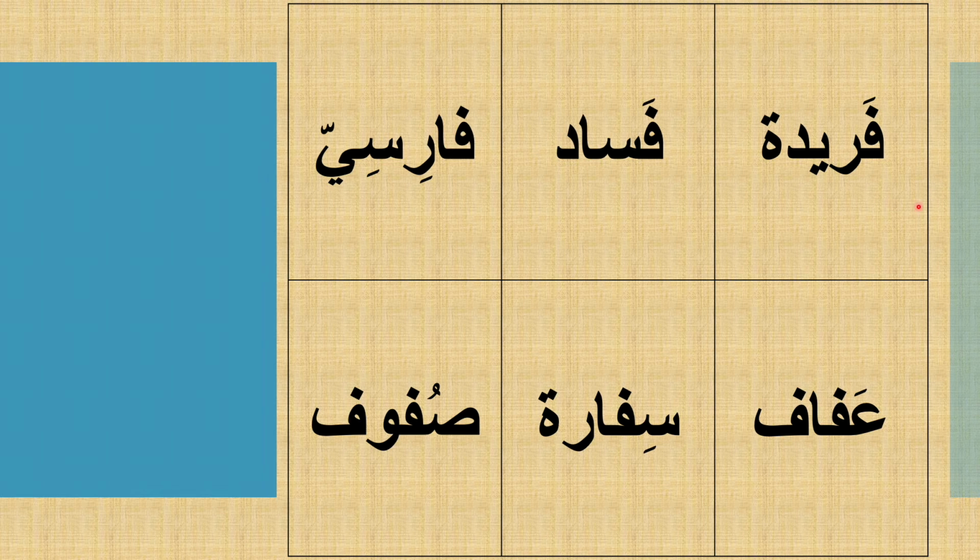Let's read some words. Farida. Farida means unique, and it's feminine. It has a ta marbuta at the end. It could be a girl's name. Farid is for a boy, and Farida is for a girl. Fasad means corruption. Fasad. Farisi means Farsi. Afaf means purity. It's a girl's name. Sifara is an embassy.